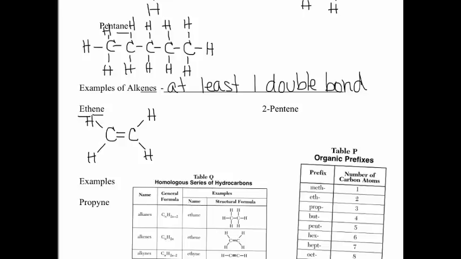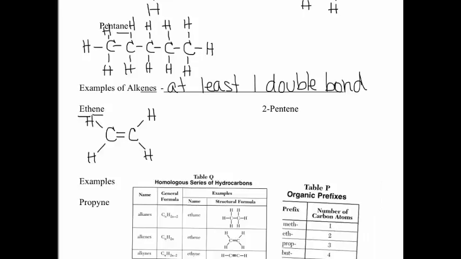Okay, let's look at the next name. We have 2-pentene. Okay, that 2 is kind of freaking me out, so I'm going to take a break on that. And I know my ene means I have a double bond, and pent means I have, according to this table, 5 carbons. So I'm going to draw my 5 carbons. I think I'll need to move this. 1, 2, 3, 4, 5.